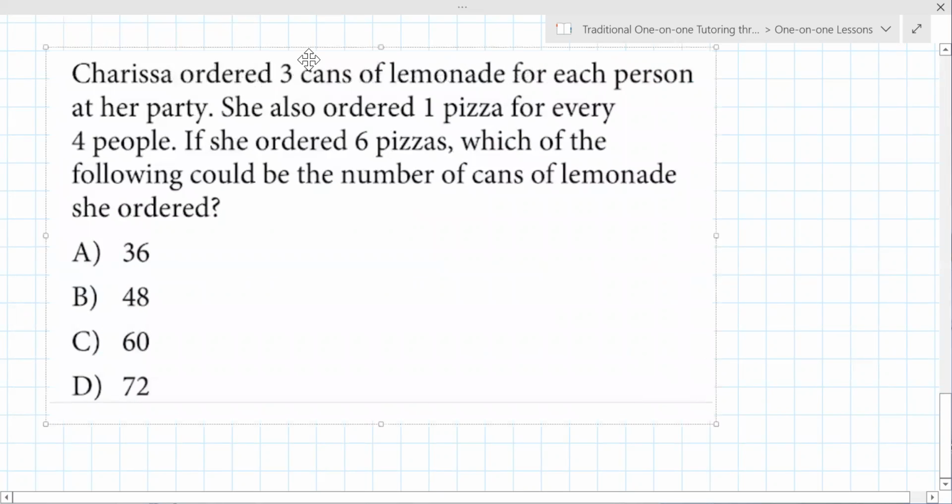Charissa ordered 3 cans of lemonade for every person at her party. She also ordered 1 pizza for every 4 people. If she ordered 6 pizzas, which of the following could be the number of cans of lemonade she ordered?